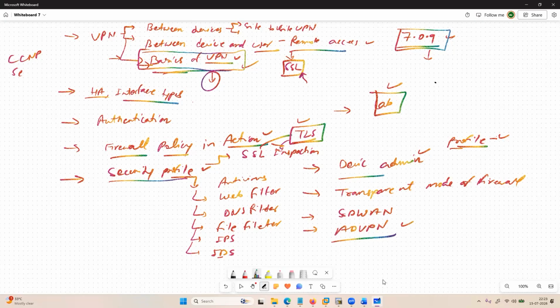Yes, somebody in the training asked this question: will ADVPN be covered? Yes, we'll be covering it. In addition to all these things, we are also going to see policy-based routing.